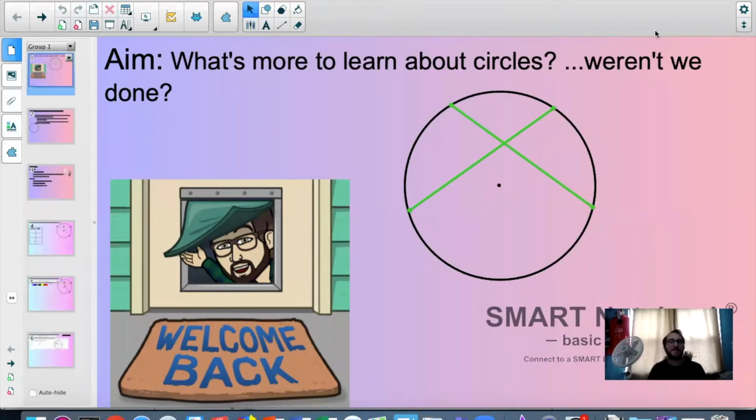So the aim for today is to learn more about circles. We aren't done. There's actually a lot more things that we can talk about with circles. We just kind of scratched the surface. So with that being said, let's move on.